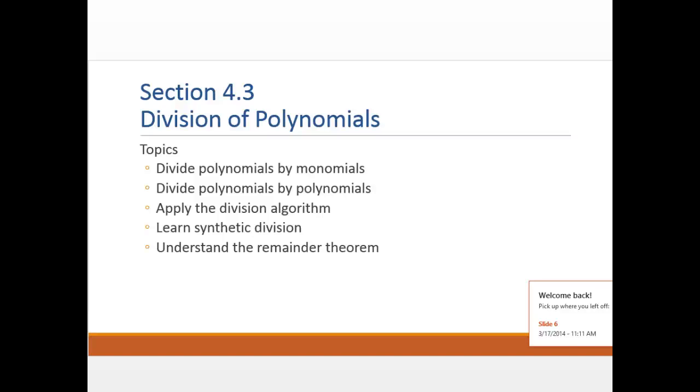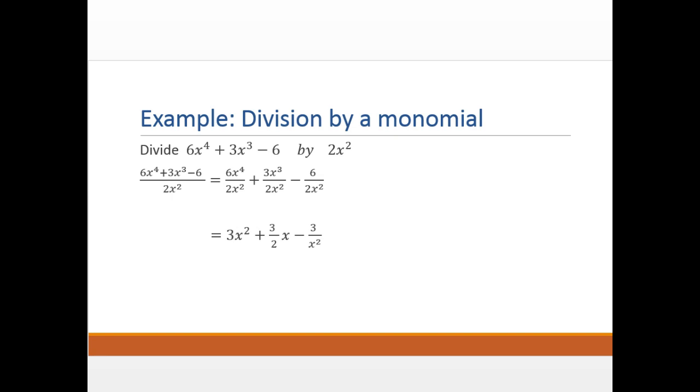This is section 4.3, division of polynomials. Our simple form of division is division by a monomial. A monomial is simply a polynomial with one term.